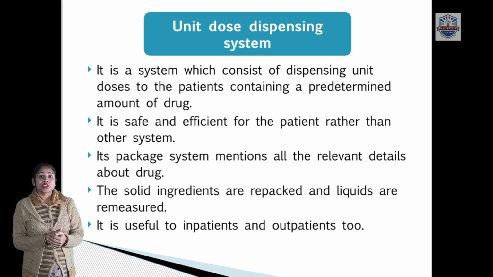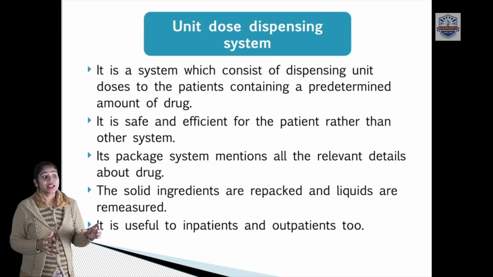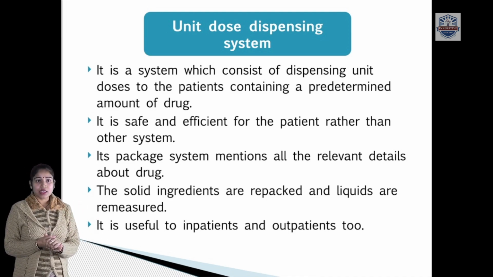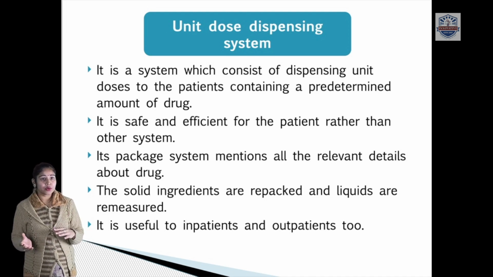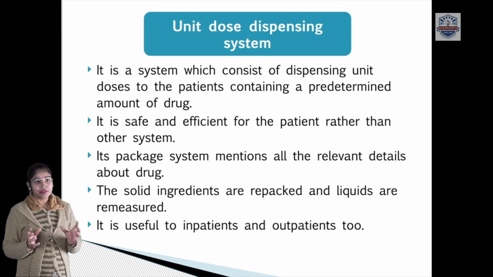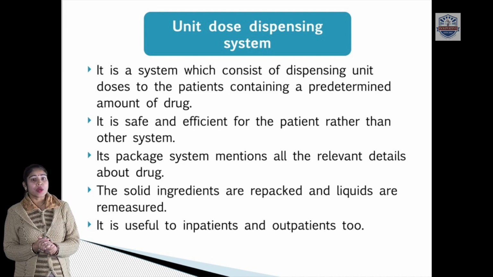Next one is unit dose dispensing system. It is a very important system in a hospital. In unit dose, the one time dose is distributed to the patient. This system consists of dispensing unit doses to the patient containing a predetermined amount of drug. It is very safe and efficient for the patient compared to the other systems. The package mentions all relevant details about the drug.